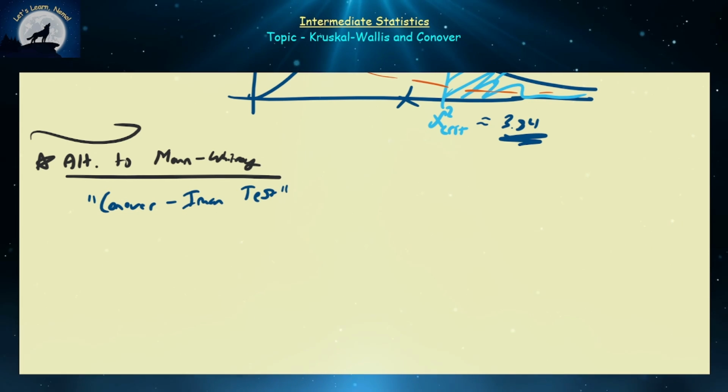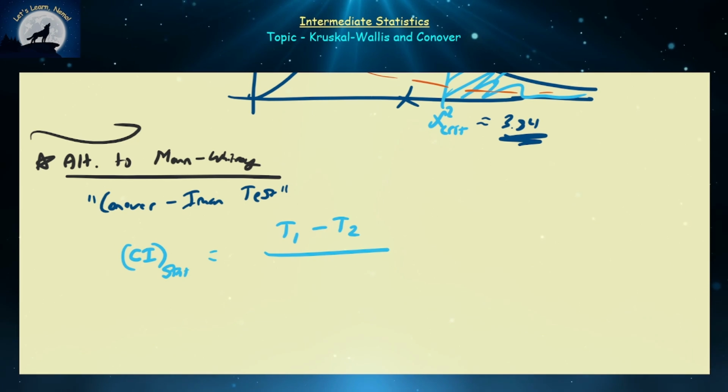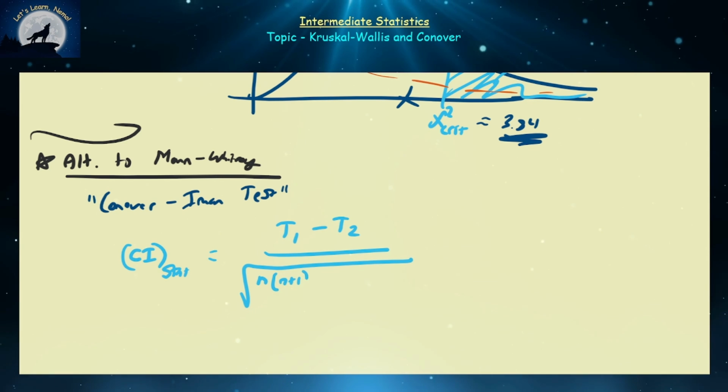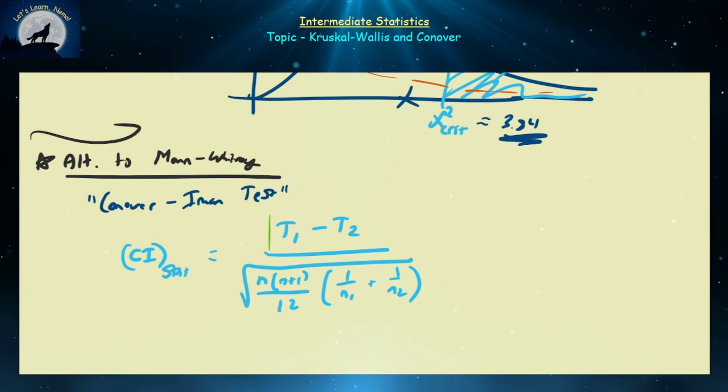And the test statistic for Conover-Iman is actually quite easy. The Conover-Iman, or CI stat, is defined to be T1 minus T2, those are their total ranks, divided by the square root of n, our total sample size, times n plus 1 over 12, times 1 over n1 plus 1 over n2. Some people will put absolute values here, but theoretically, you're not supposed to. The reason I say that is because this test statistic, if you leave off the absolute values, is going to follow a t distribution with n1 plus n2 minus 2 degrees of freedom.